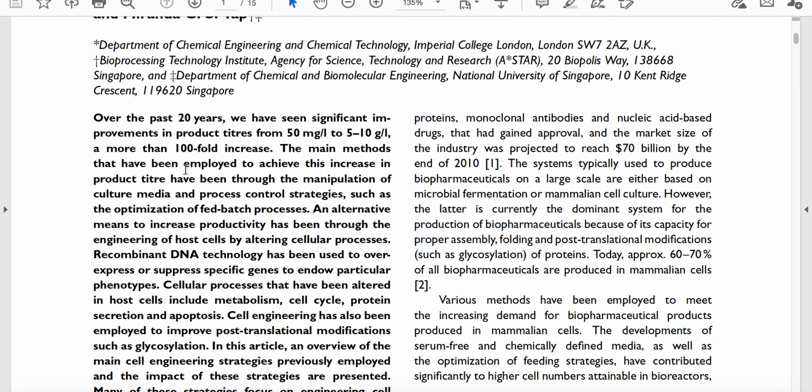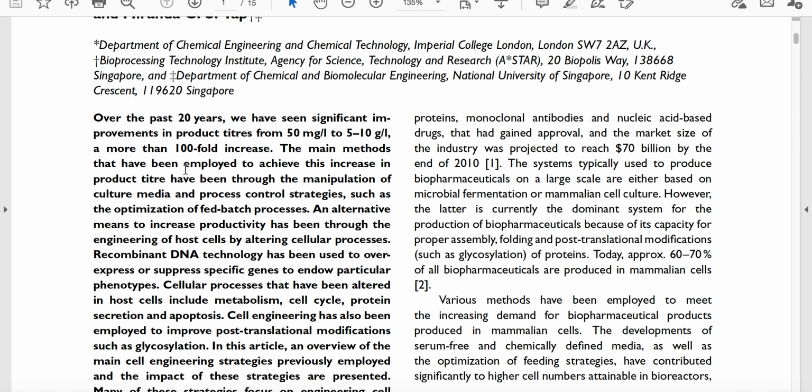The main methods that have been employed to achieve this increase in product titer have been through the manipulation of culture media and process control strategies such as the optimization of fed batch processes. An alternative means to increase productivity has been through the engineering of host cells by altering cellular processes.